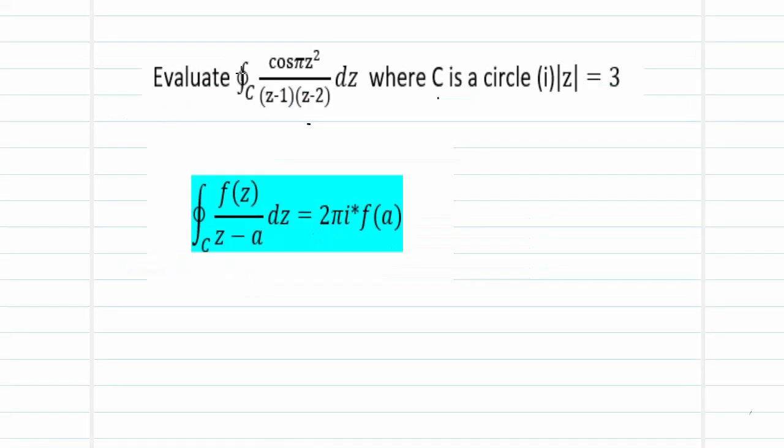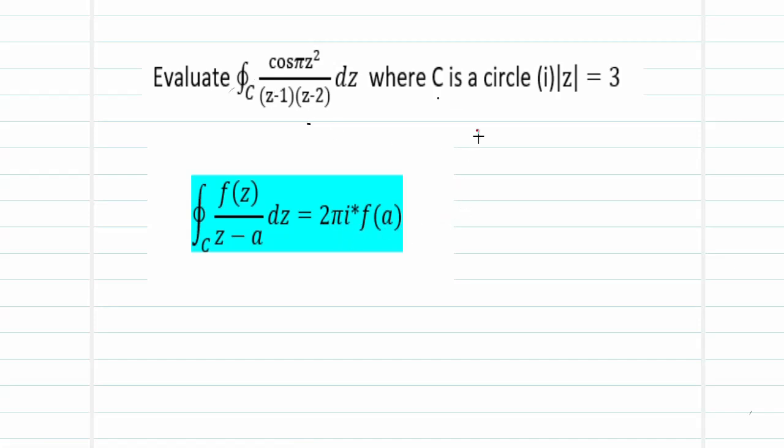The problem is: evaluate the integral over c of cos pi z square by z minus 1 into z minus 2 dz, where c is the circle mod z is equal to 3. We will have to first recollect, since the denominator has power 1, it is going to be a simple pole, with f of z by z minus a dz giving 2 pi i into f of a.